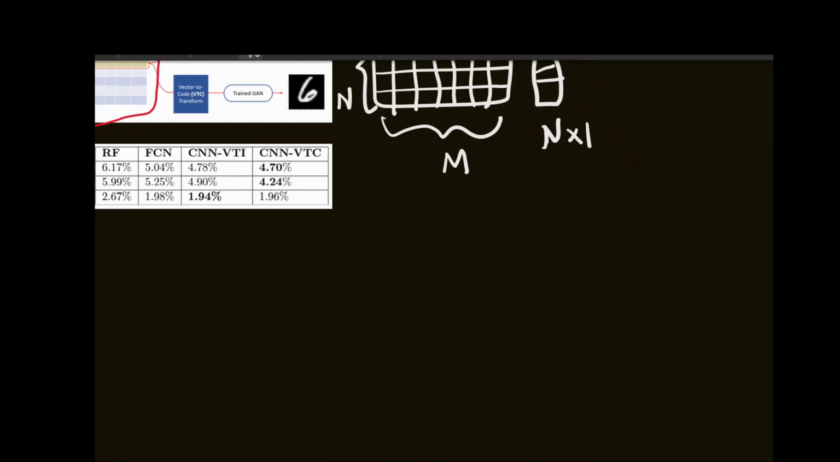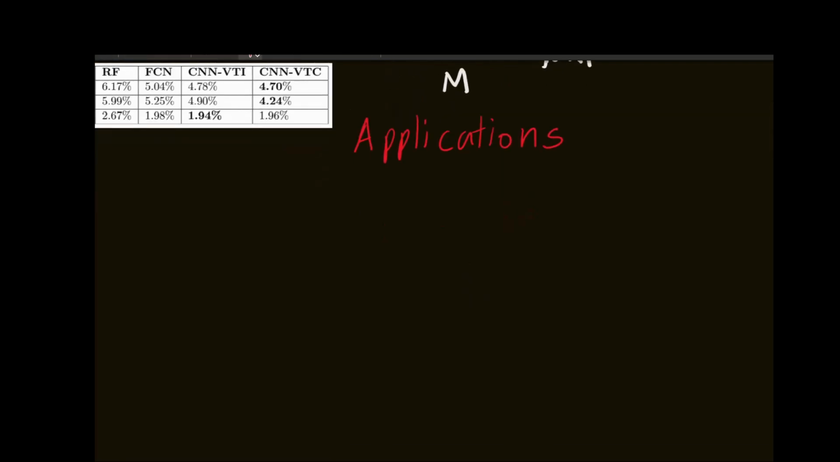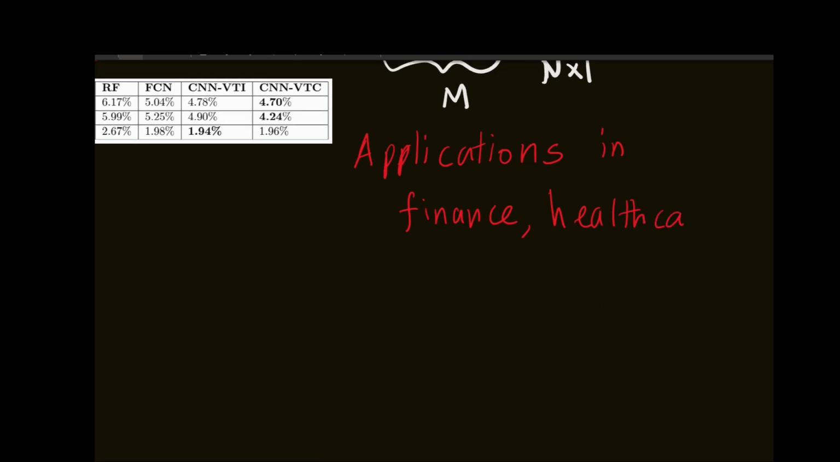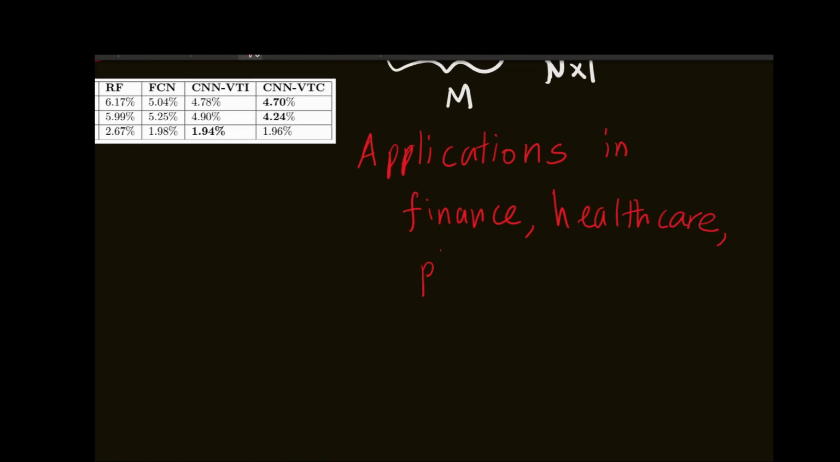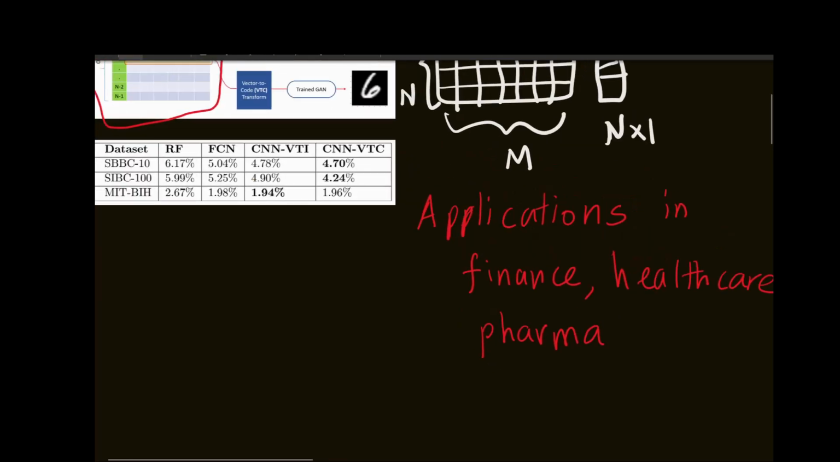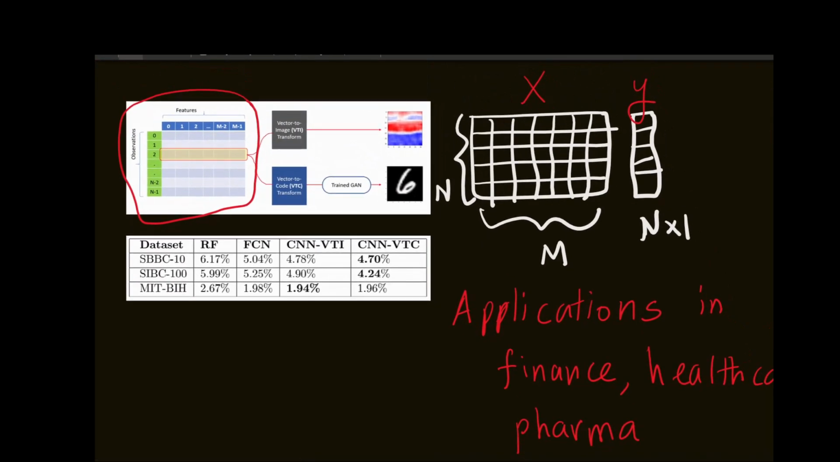In order to bring the world of CNNs to these tabular datasets, so why are these important? Because these have interesting and useful applications in finance, healthcare and pharma. So you find a lot of these tabular datasets.